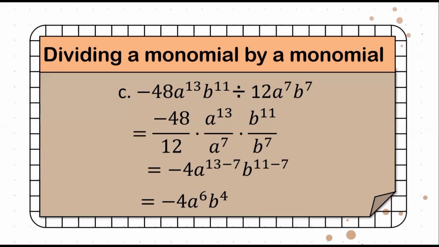When you are to divide 48a raised to 13, b raised to 11 by 12a raised to 7, b raised to 7. Okay, so that's under dividing a monomial by a monomial.